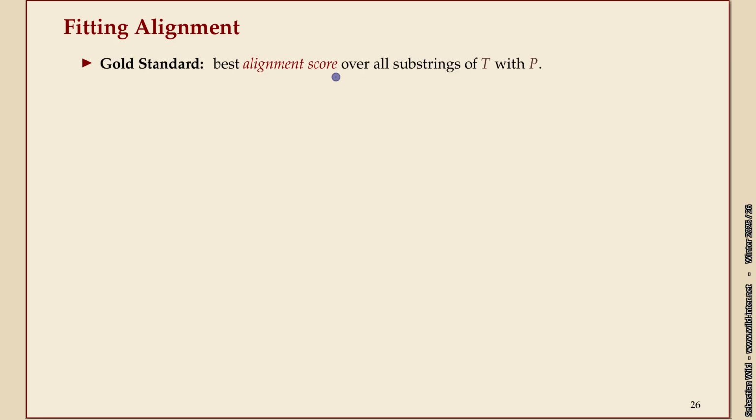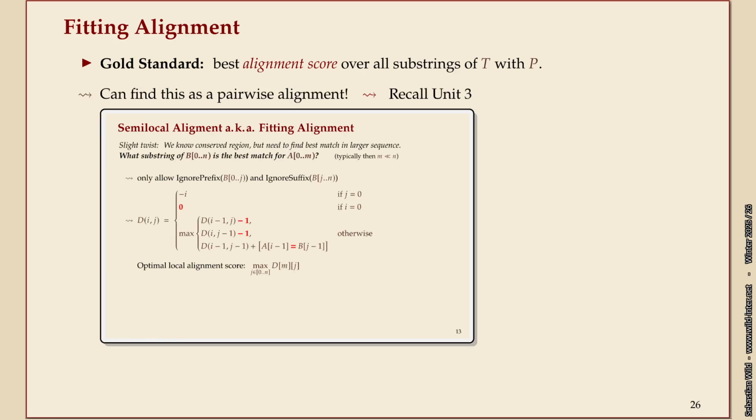So you can think of it as an alignment, as we've done in previous units, of the entire pattern and a substring of the text that we're free to choose. You'll remember what this was called, either a semi-local or a fitting alignment. We had a slide, that's the exact slide from back then. So we already know how to do this. It's a variation of the dynamic programming algorithm we've seen for alignments back then.